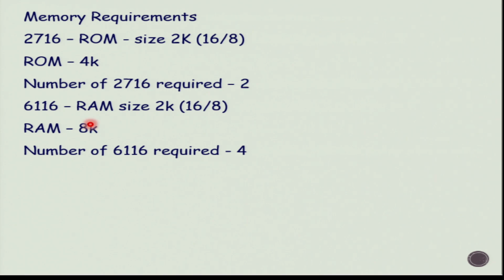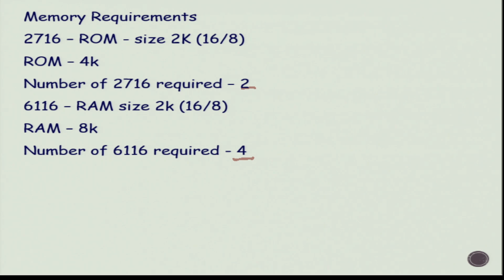Now similarly we have the RAM chip, which is 6116, a 2K chip. We require 8K of RAM in the system. So to get 8K from 2K chips, you are going to require 4 of these RAM chips. So you are going to require 2 ROM chips and 4 RAM chips. Totally there are 6 memory chips in the system, 2 of them being ROM and 4 of them being RAM chips.